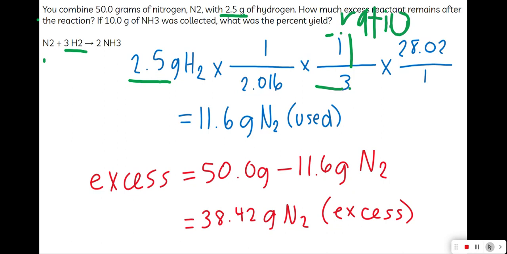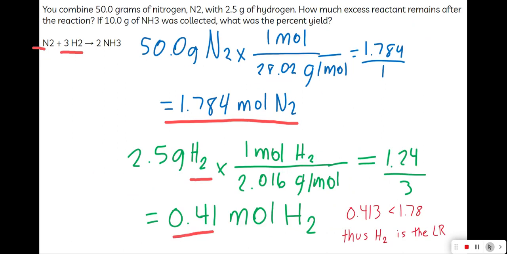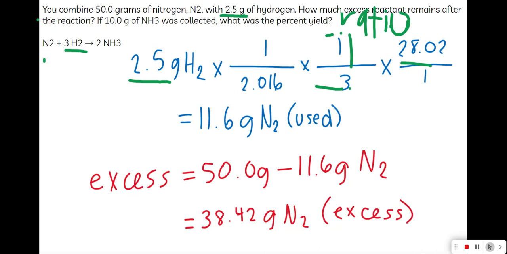Well, my pen is not working, guys. Okay, we'll just leave it at that. You get what I'm saying? So that's our ratio. And then the molar mass of nitrogen here was 28.02. So we're going to have 11.6 grams of N2 that was used.